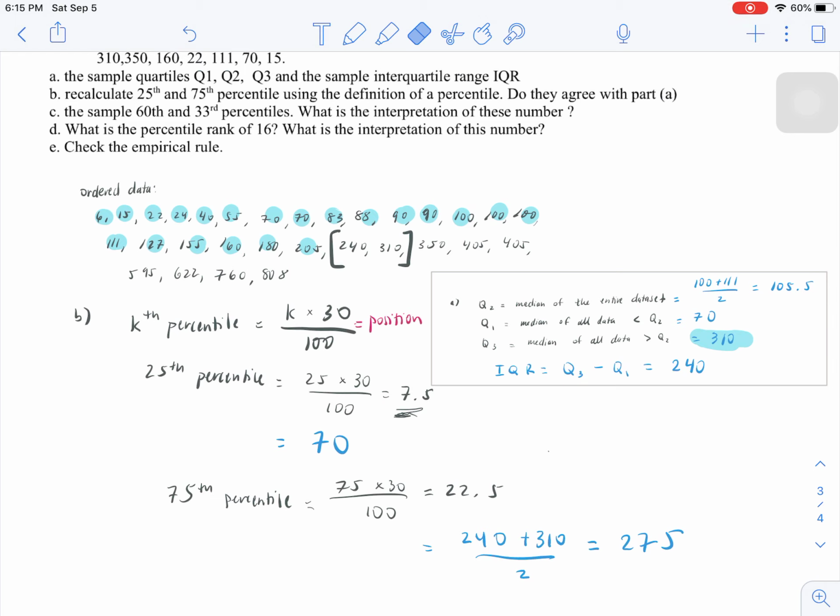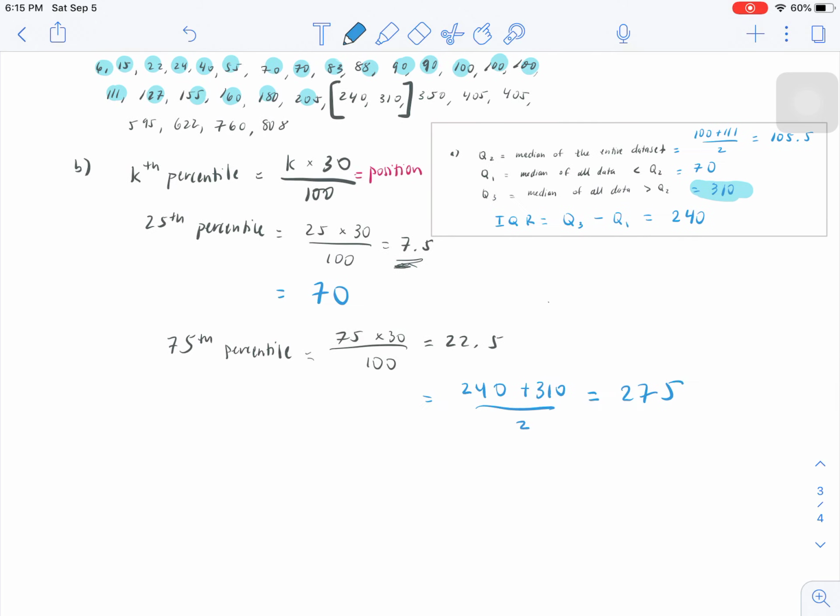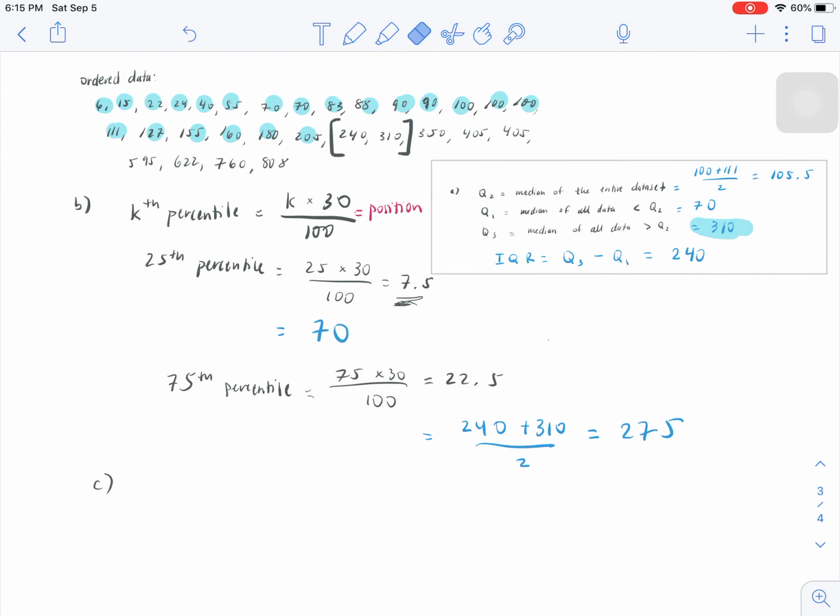Okay, so that is part B done. Let's now move to part C. Part C wants us to find the sample 60th and 33rd percentiles, and then it wants us to interpret what these numbers mean. So we'll go back to our definition of what a percentile is to find the position.